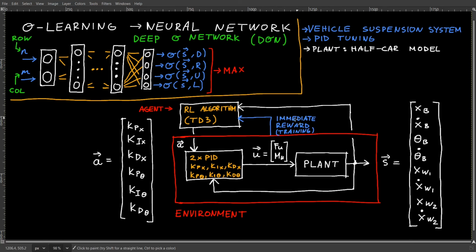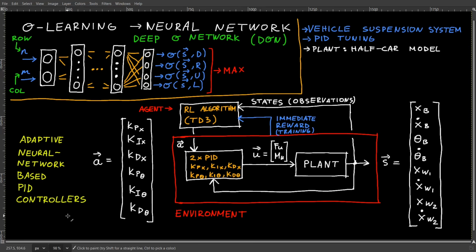However, during training, the environment also needs to send immediate rewards to the tuning algorithm, as you will see later on. The states would be the observations. As you can see from this schematic, I'm not trying to have constant PID values. I want to create adaptive neural network-based PID controllers that change the 6 PID constants based on the system's current states. Of course, you could also calculate some average numbers for them.